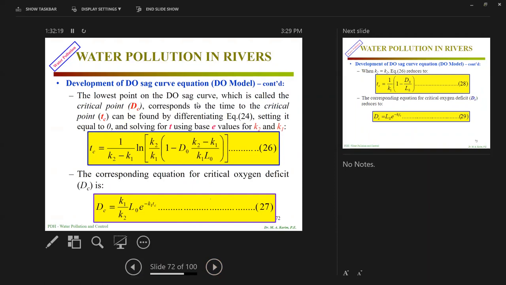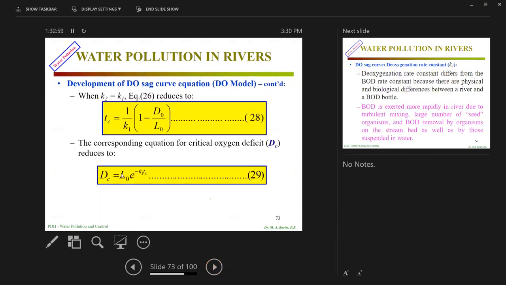We took the first derivative, put it equal to zero, and set t equal to tc, because this would be my critical condition. Then I got the tc value equal to this, 1 over K2 minus K1 log of the whole thing. Then Dc would be calculated from there: Dc would be K1 over K2, L0 e to the power minus K1 tc. These are the two equations we use to calculate the critical time, what time the deficit would be critical, and this is the amount of deficit. These can be calculated for K1 not equal to K2. If they are equal, then tc will become like that, and Dc will be like that.